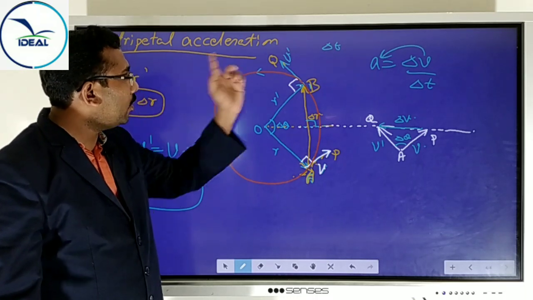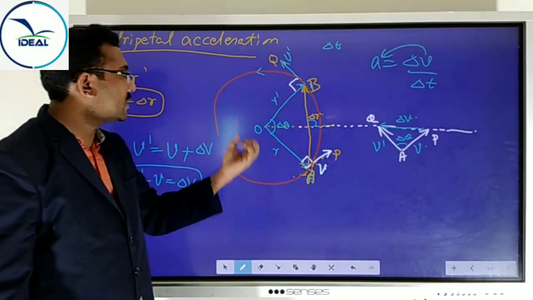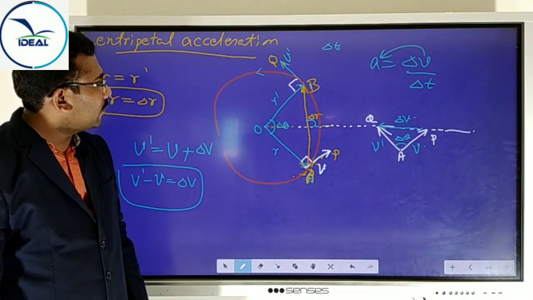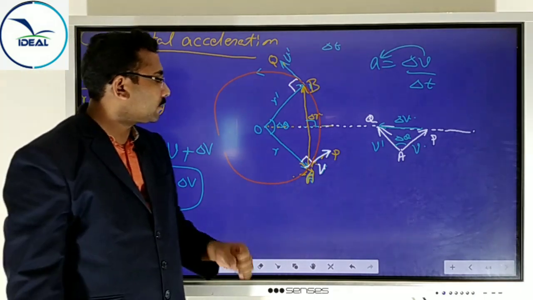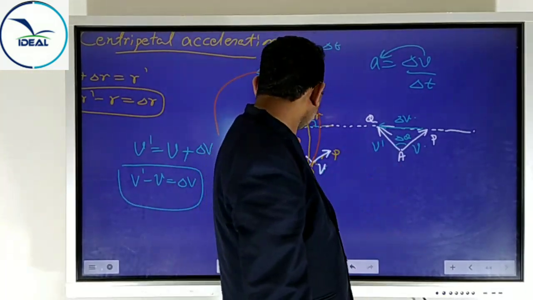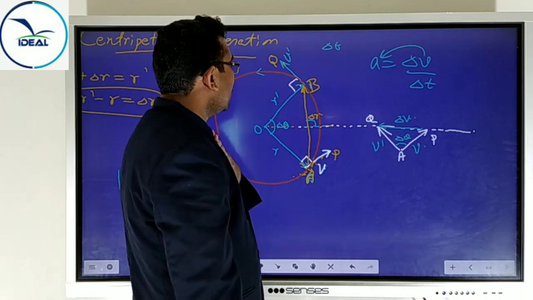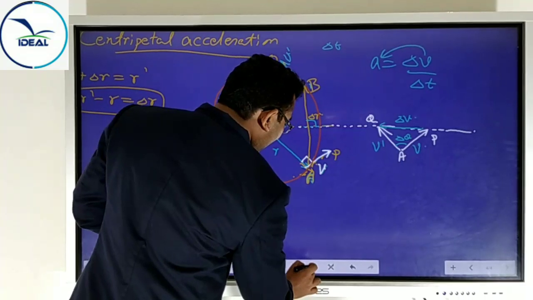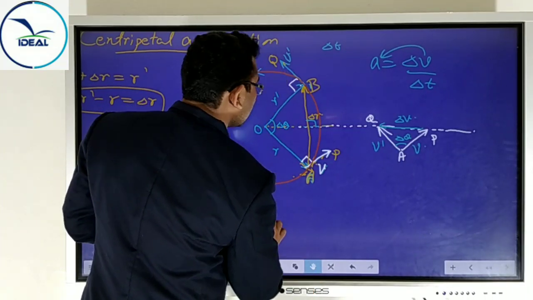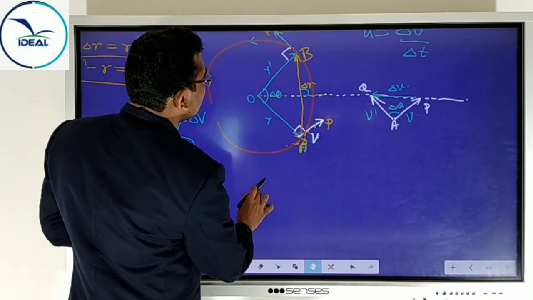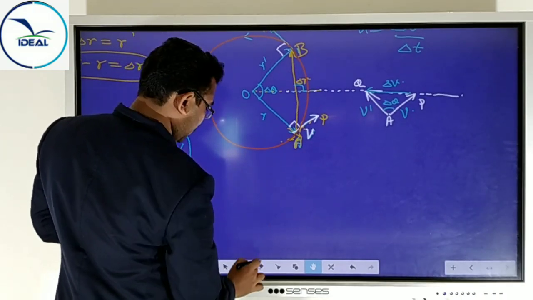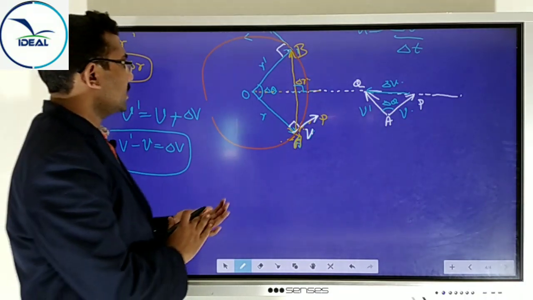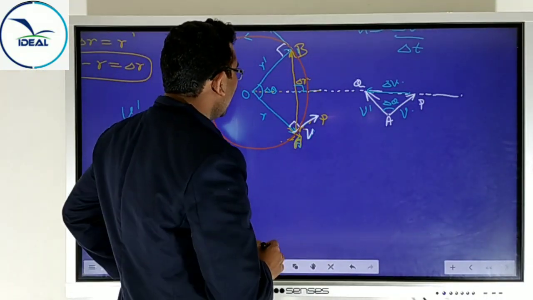When you are asked to prove that the centripetal acceleration is towards the center, draw this figure neatly and carefully. Now we have to find the magnitude of this vector. What is the magnitude of this acceleration? We can call centripetal acceleration AC.